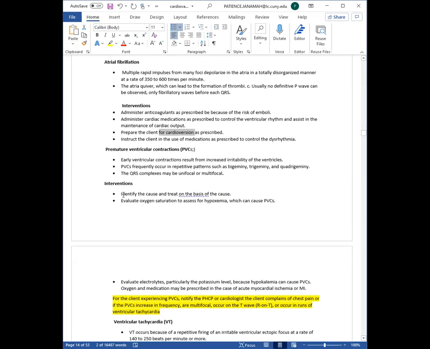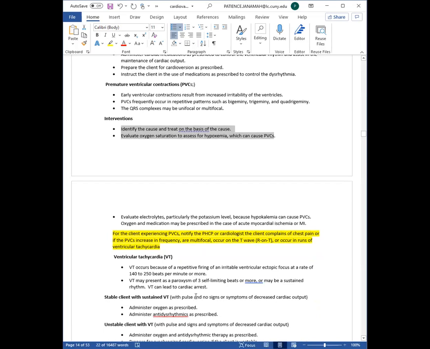Okay. Now, the intervention for premature ventricular contractions is to identify the cause and treat on that basis. Now, I didn't say this. For sinus tachycardia, you need to identify the cause and you treat it. I don't know if I captured supraventricular tachycardia, but if it's supraventricular tachycardia, you want to give adenosine.